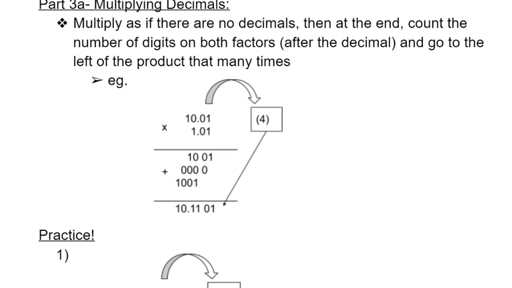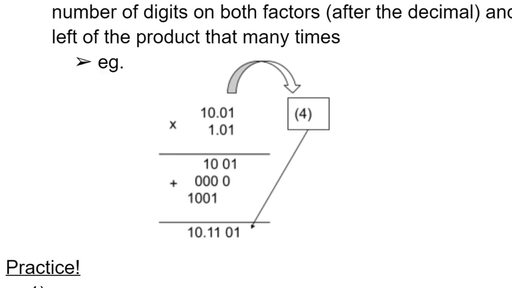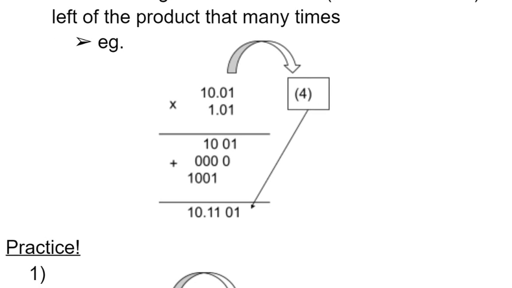So 1 times 1 is 1, 0 times 1 is 0, 0 times 1 is 0, and 1 times 1 is 1. Moving on to the next digit of the second factor, which is 0, and that's in the tenths column. So 1 times 0 is 0, 0 times 0 is 0, 0 times 0 is 0, and 1 times 0 is 0. Moving on to the third digit, which is basically the ones in this case. So 1 times 1 is 1, 0 times 1 is 0, 0 times 1 is 0, and 1 times 1 is 1. Now that we're done multiplying, we can add to get to our final answer.